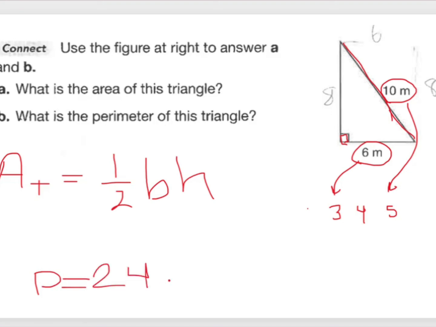Okay, 24 meters. And the area is 1/2 base, we'll call that 6, height, we'll call that 8. 6 times 8 is 48. Divided by 2 is 24. Now, there's not very many triangles that have the area and the perimeter the same. But remember, area is meters squared, or square meters.